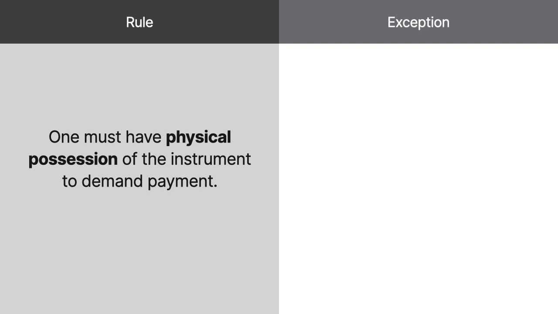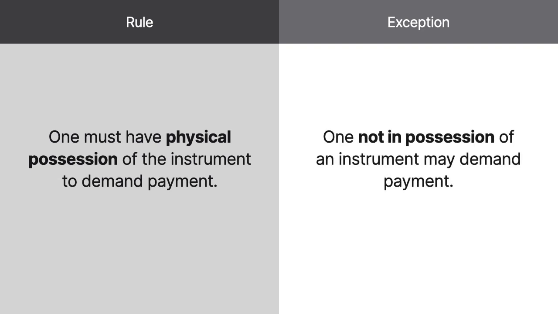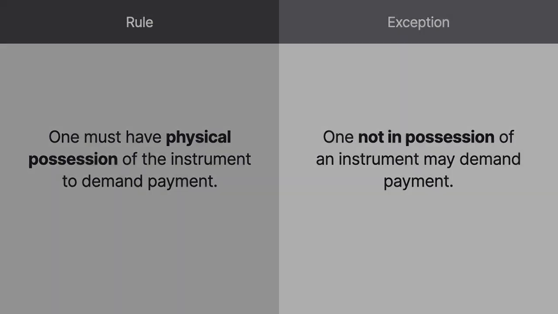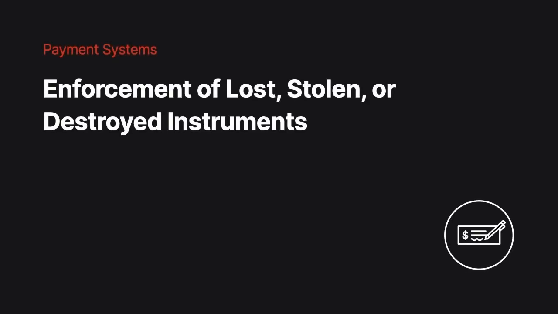Normally, to enforce a negotiable instrument under Article 3, one must have physical possession of the instrument. However, in limited circumstances, Article 3 sets the possession requirement aside so that one not in possession of an instrument may nonetheless demand payment from an obligated party. The most significant exception to the possession requirement involves lost, stolen, or destroyed instruments, which we'll discuss in this lesson.